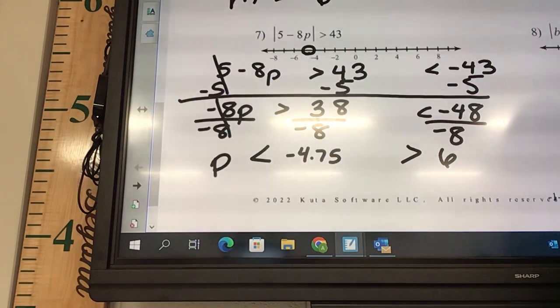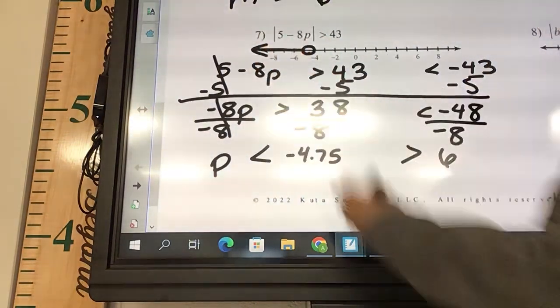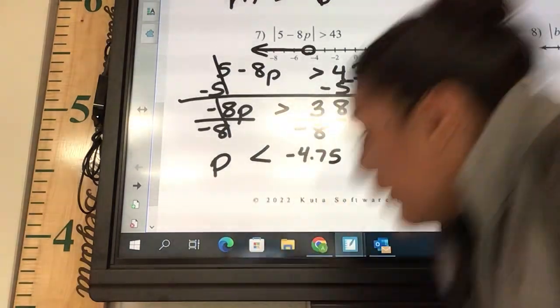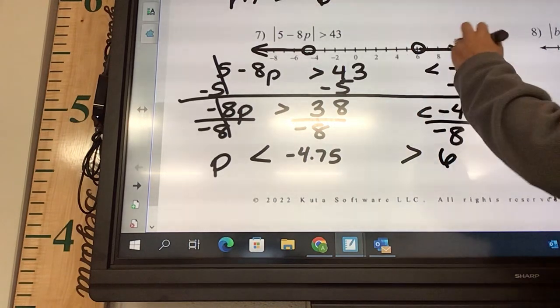Okay, and it says P is what? Less than. Okay, if this one's pointed out, should be the other way go? Other way. The other way out. Okay, so the 6, and it says greater than, so it should be going this way.